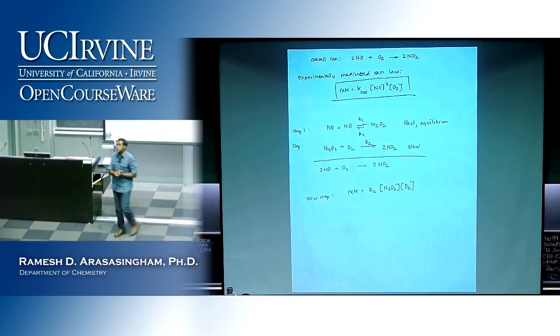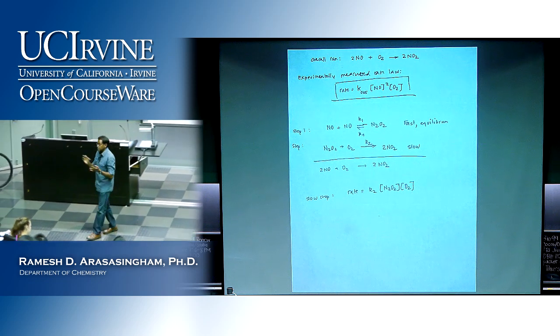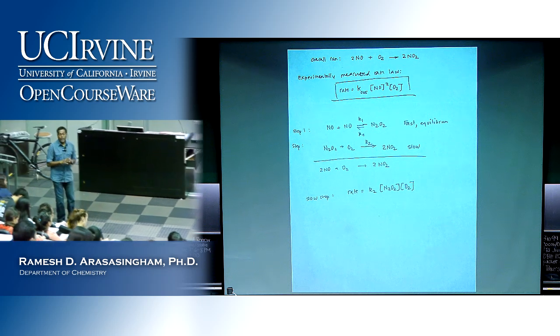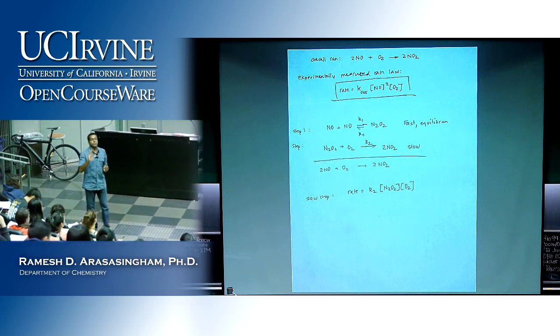All right, so the slow step has an intermediate. Can you see that? I took the slow step and I'm looking at the slow step and I'm writing the rate law that corresponds to the slow step.